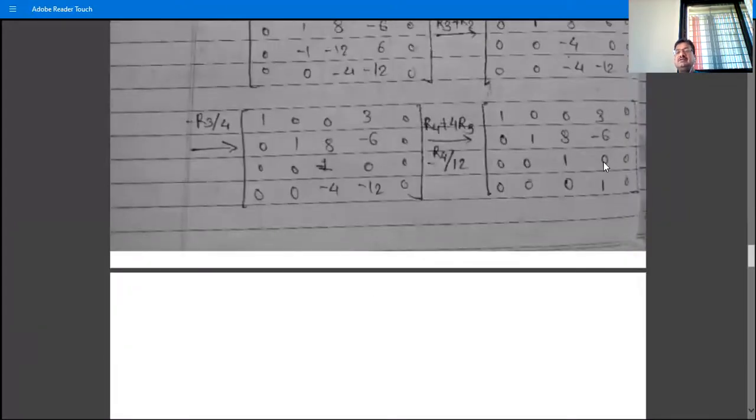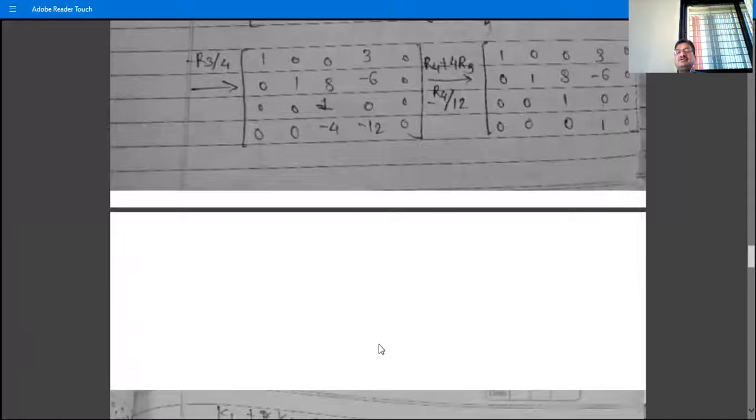So we have to rewrite the equations. K1 plus 3K2 plus K4 is equal to 0 is the first equation. Then the second equation, K2 plus 8K3 minus 6K4 is equal to 0. Third equation, K3 is equal to 0, and the last equation, K4 is equal to 0. So if you substitute K4 and K3 in the above equations, we have K1 and K2 both 0.